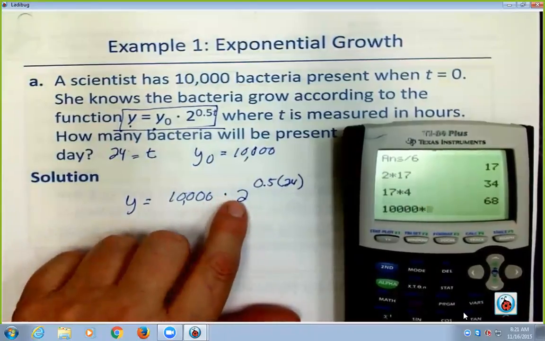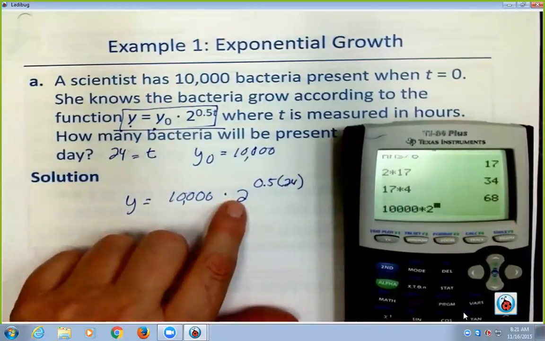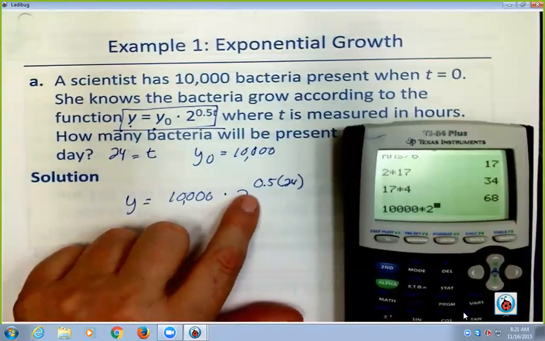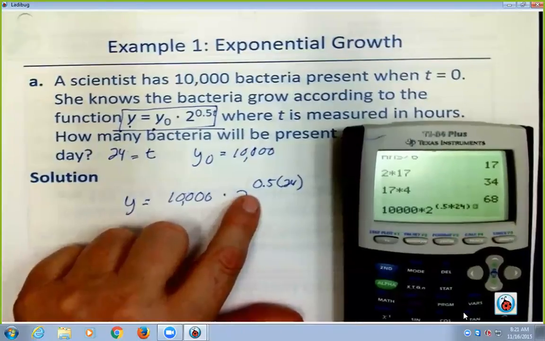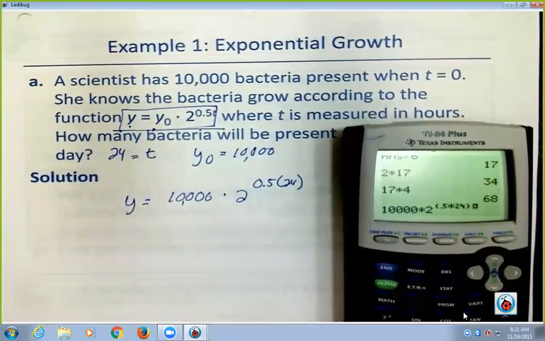Times 2 raised to this. So I'm going to do a caret. Parenthesis 0.5 times 24 parenthesis. Now you want to put that inside of parentheses, because that is an actual multiplication that's taking place as an exponent. So be real careful. Make sure you do that multiplication in there.